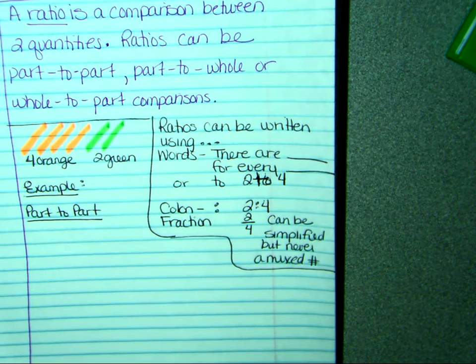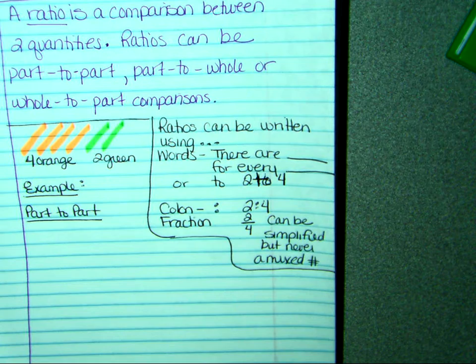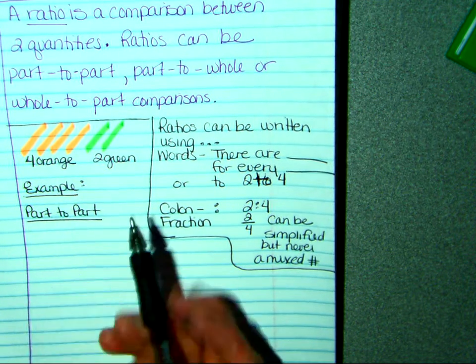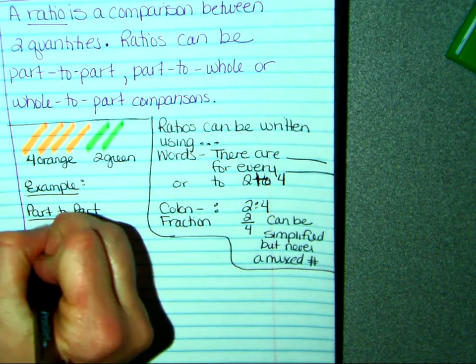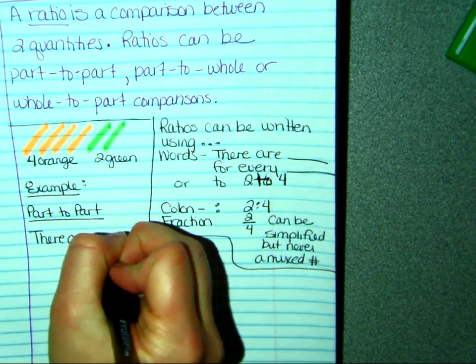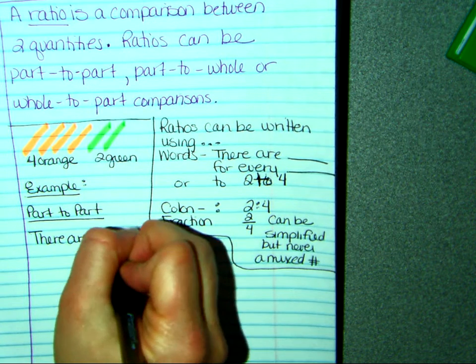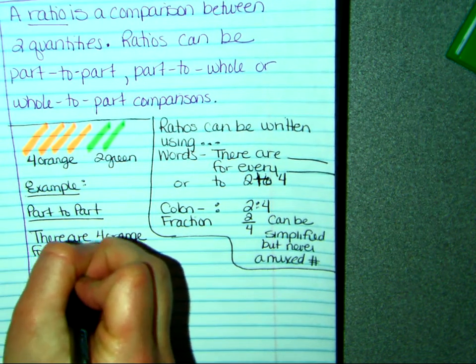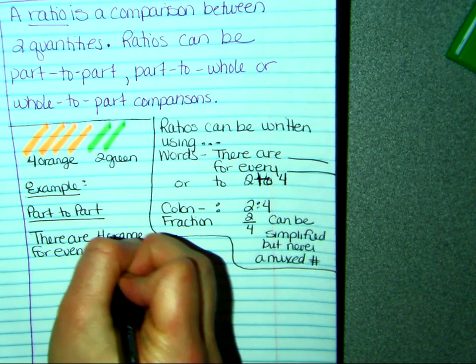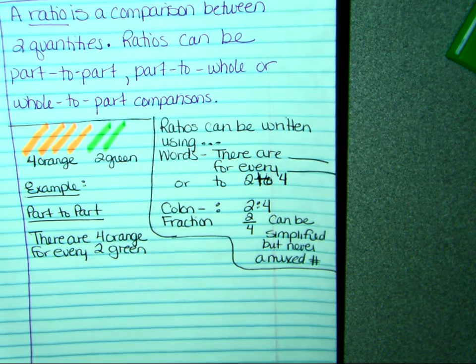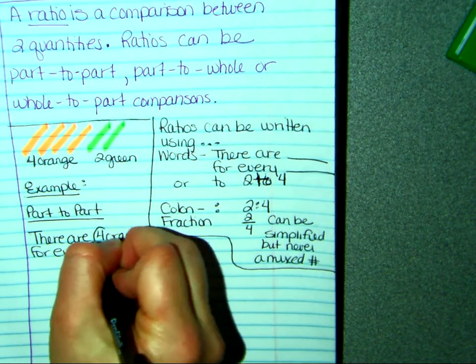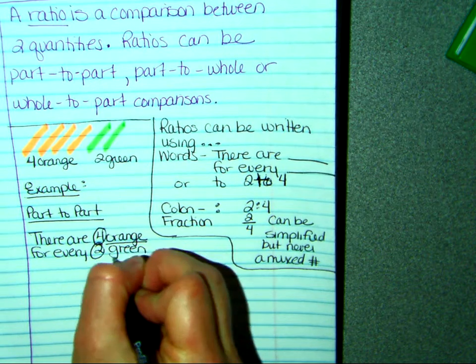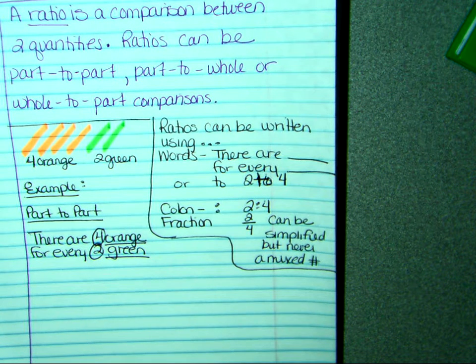So for that, we would just compare the different parts within our data. So we have one part is the orange and one part is the green. So I would say in words, there are 4 orange for every 2 green. Now, I'm going to circle my numbers and underline the words that go with them. So there are 4 orange for every 2 green.